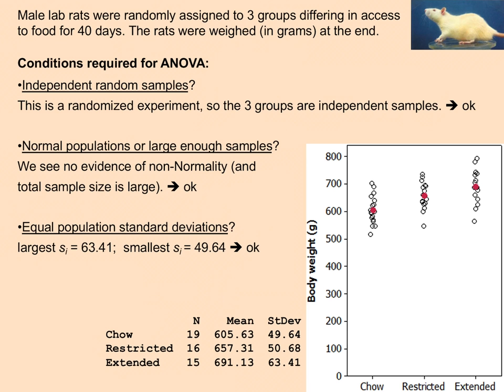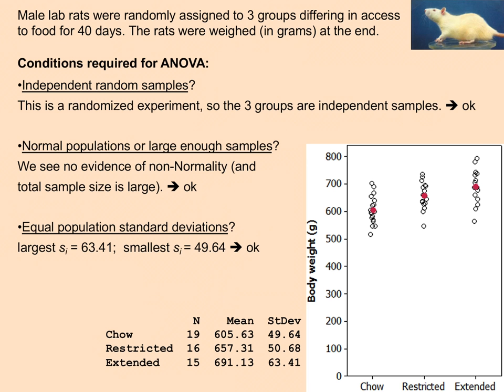But also, we have a total of 50, I think, in terms of sample size, roughly. So we're okay. As long as we're over 40, we're probably good. So this small potential outlier here is not going to be a problem. So we're okay on that one. Now, what about equal population standard deviations? Well, take a look at your summary data down here. Your smallest standard deviation is 49.64. Your largest is 63.41. This number is not twice that number, so we're okay. We can do the ANOVA F-test on this data, no problem.